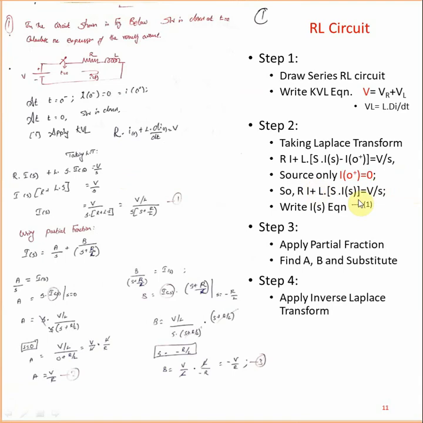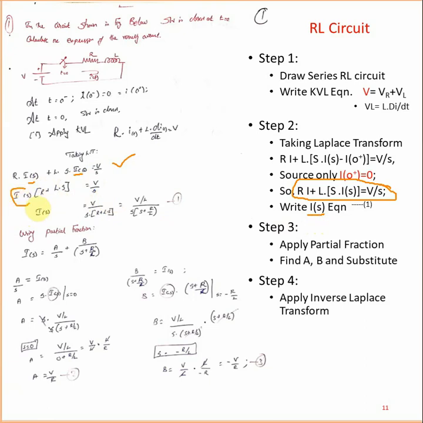So I am going to write this equation directly. R times I(s) plus L times s times I(s) is equal to V by s. This is the answer, I will write it directly. Then after that, what to do? Write I(s). So move it outside: I(s) times (R plus Ls) is equal to V by s.